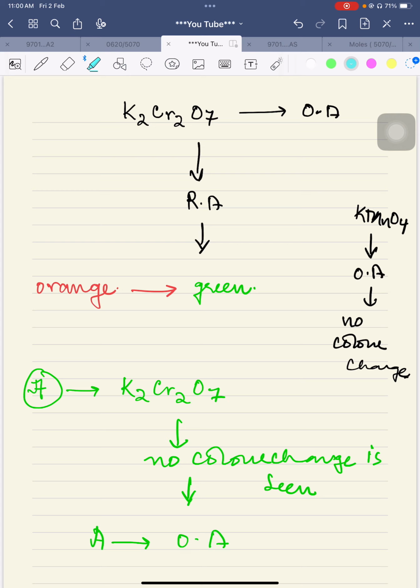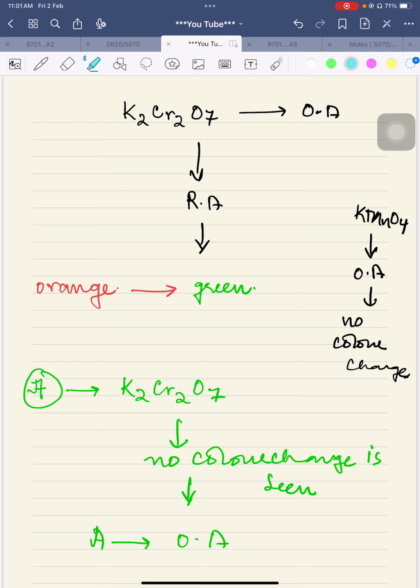Guys, in that case, actually, there is no colorless situation in case of K2Cr2O7, not at the starting point, not at the ending point. That's why a question related to K2Cr2O7 cannot be asked. This is the reason behind that. Okay, so please don't get upset about that.